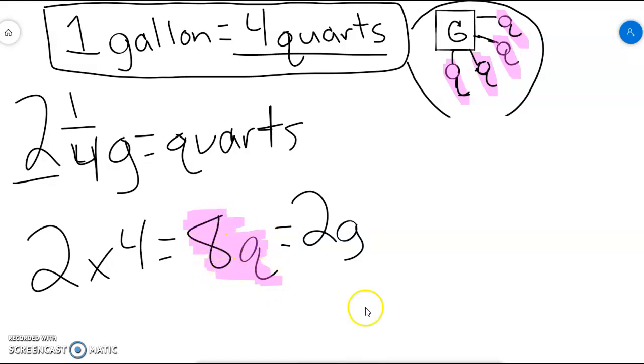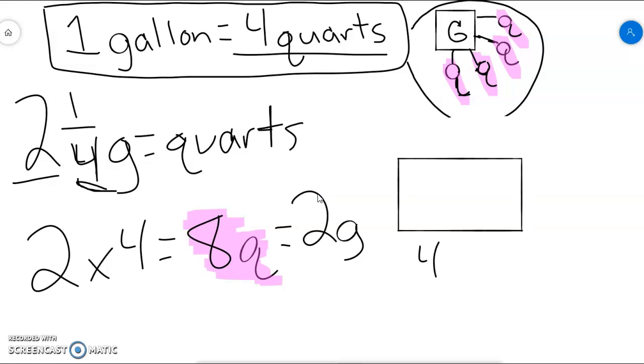So now we're going to solve 1/4. So how many quarts are in 1/4 of a gallon? How can we solve this? We can draw a picture. This whole thing is equal to 1 gallon, which is equal to 4 quarts. The whole thing is 4. Our denominator is 4, so there's going to be 4 different parts. Okay, if the whole thing is 4 quarts, how much is each part? 1.